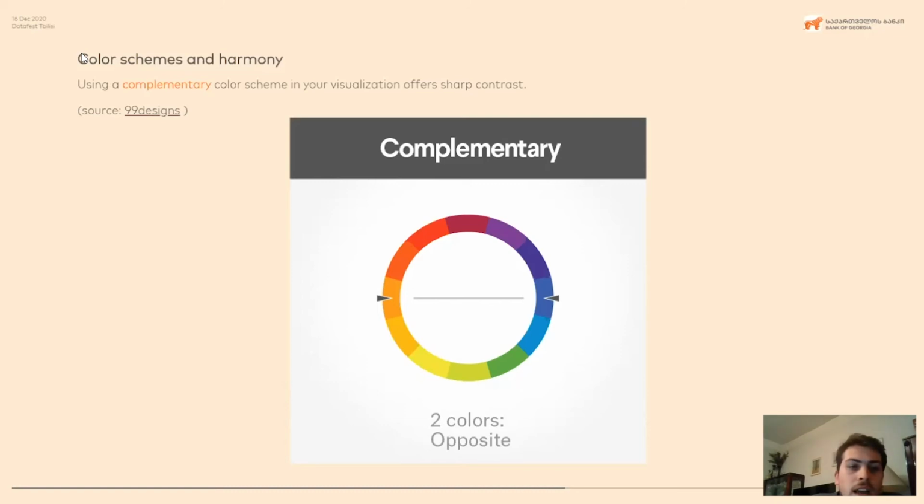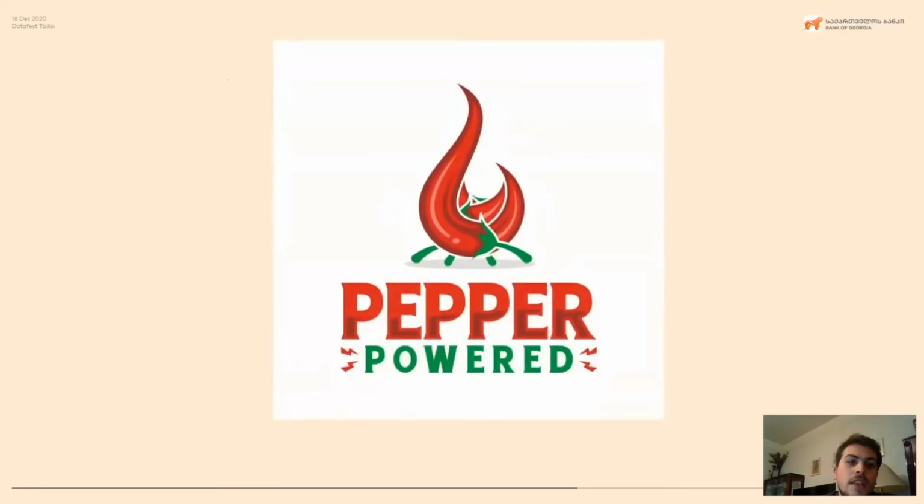Complementary colors are opposites on the color wheel, red and green, for example. Because there's a sharp contrast between the 2 colors, they can really make imagery pop. But overusing them can get tiresome. Here you see a logo for Pepper Power. This logo is created with complementary colors. And it's really impressive, right? It's effective to use this kind of colors, but it depends on what you want to do.